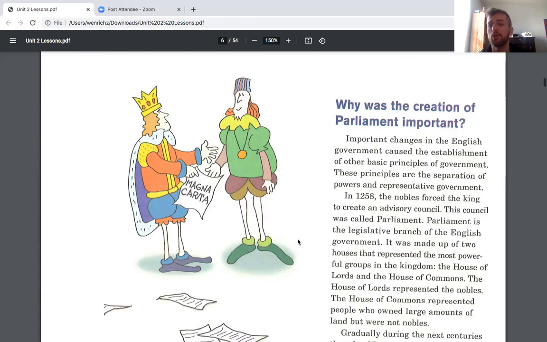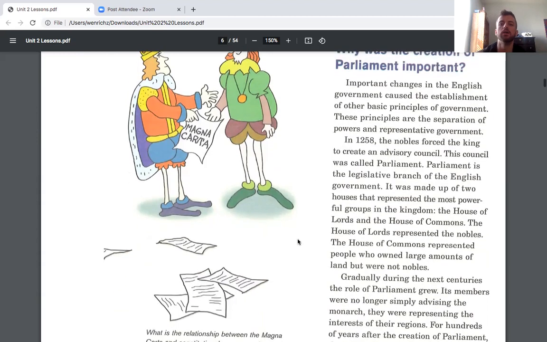Why was the creation of Parliament important? Important changes in the English government caused the establishment of other basic principles of government. These principles are the separation of powers and representative government. Again, a callback to Unit 1.